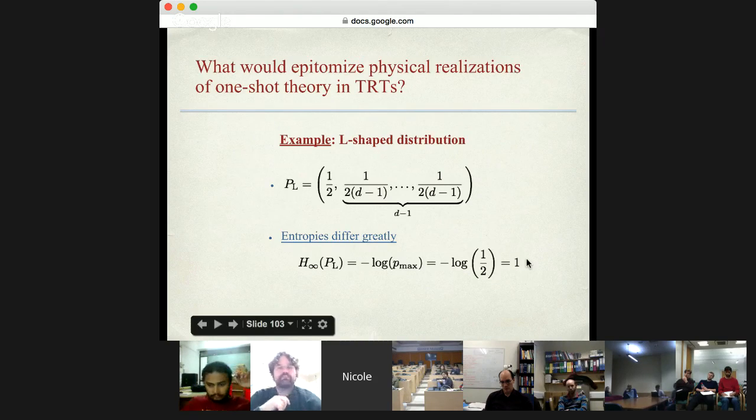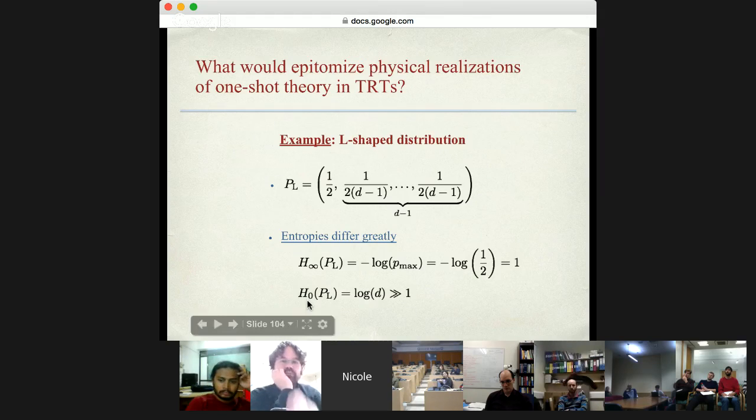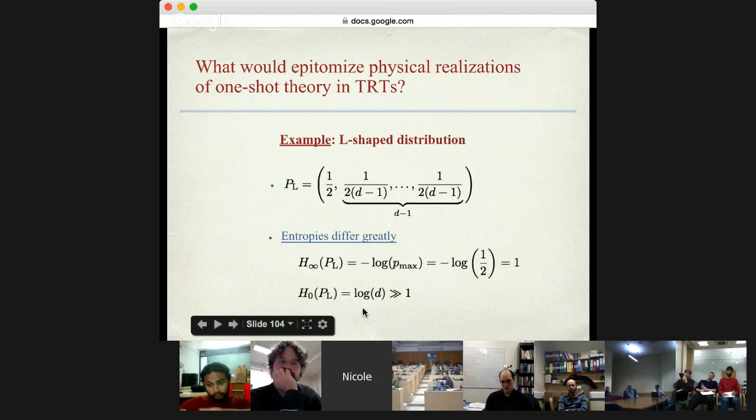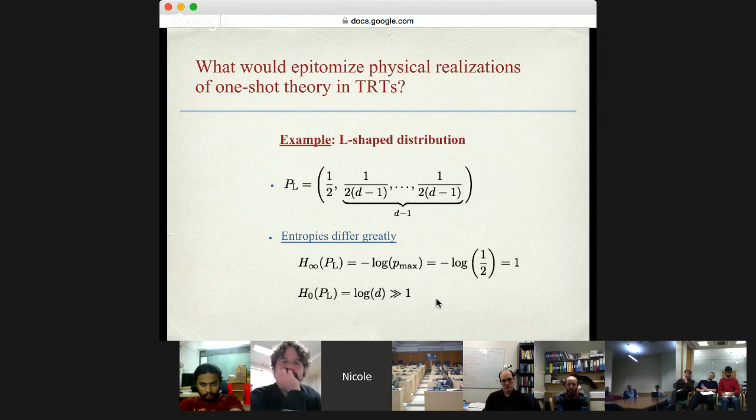In contrast, consider the max entropy. It's the log of the number of non-zero elements. All of these elements are non-zero, and there are d elements. So the max entropy is log d, which is a great deal larger than the min entropy. So here is a state that has a discrepancy between two of these one-shot entropies.